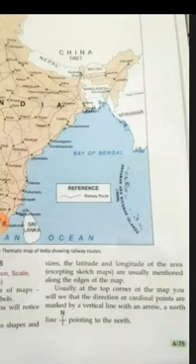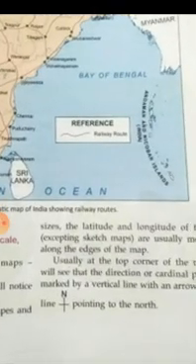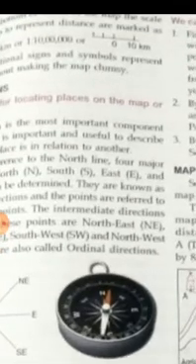Usually at the top corner of the map, you will see that the direction or cardinal points are marked by a vertical line with an arrow, a north line, pointing to the north. Here, a north line is made, you can see clearly. Now, the next important component is the scale. In any map, you can see a scale like this. And the third point is the conventional signs or symbols, which represent many things without making the map clumsy. But first of all, let us study the direction in detail.